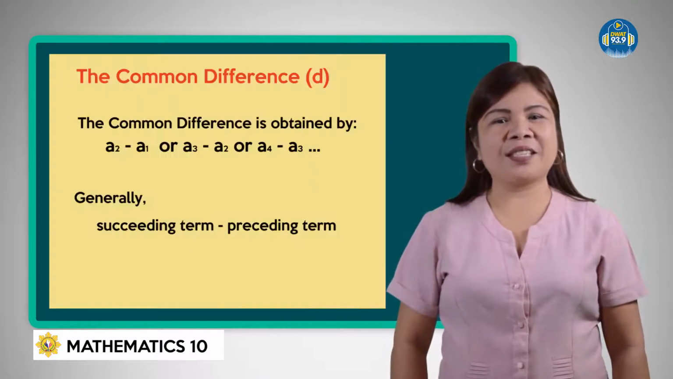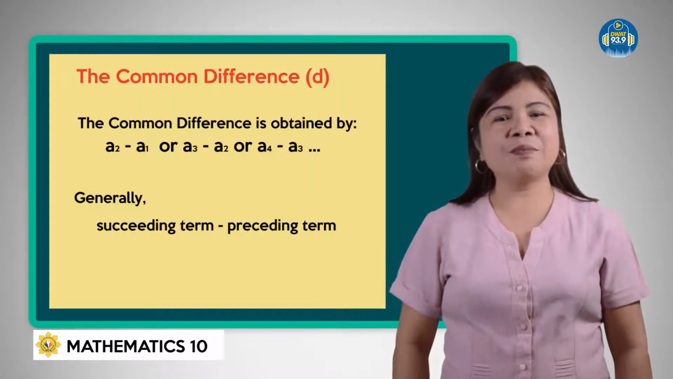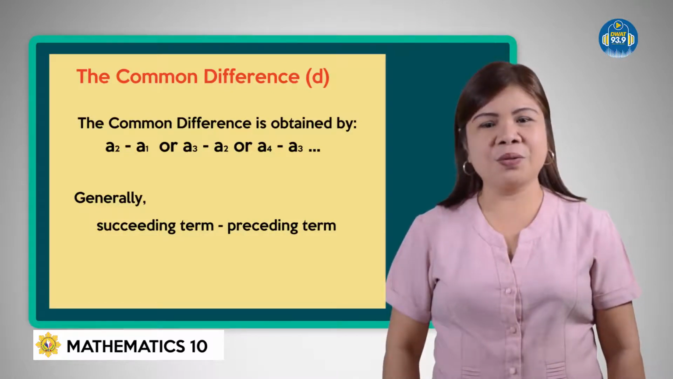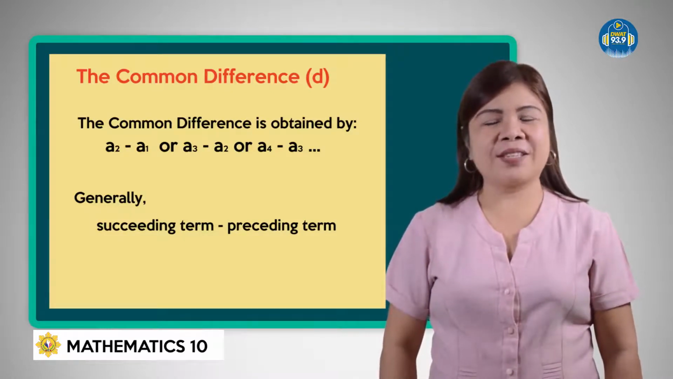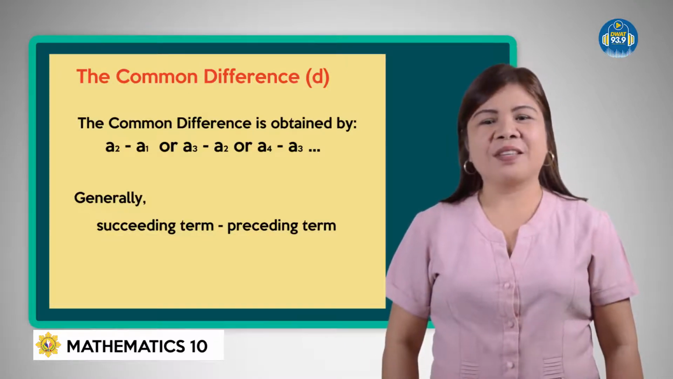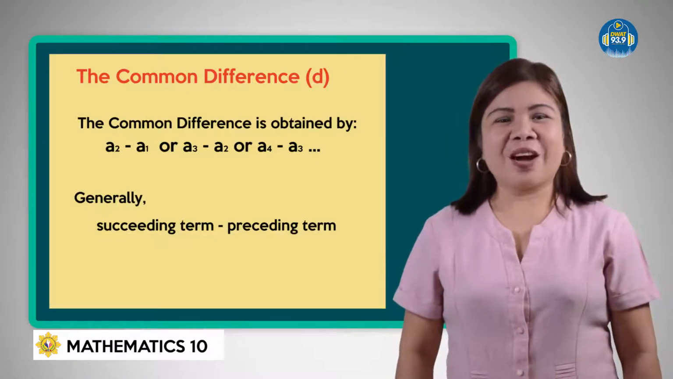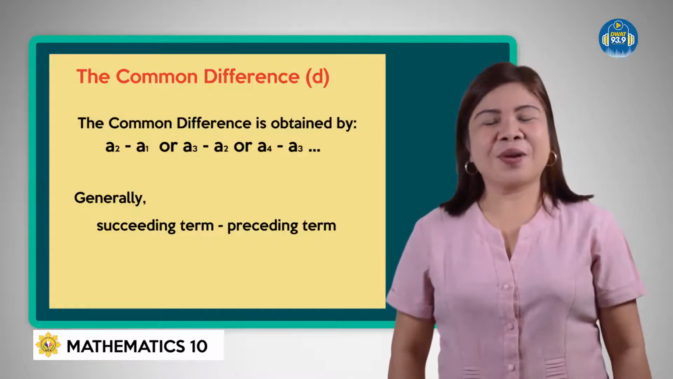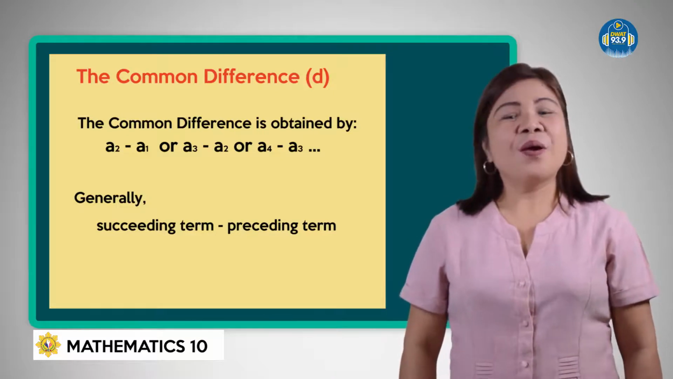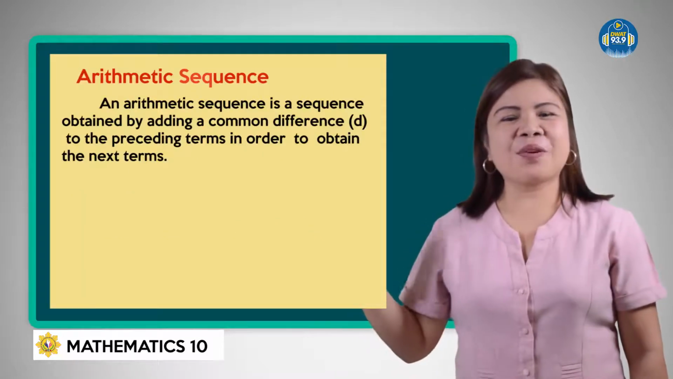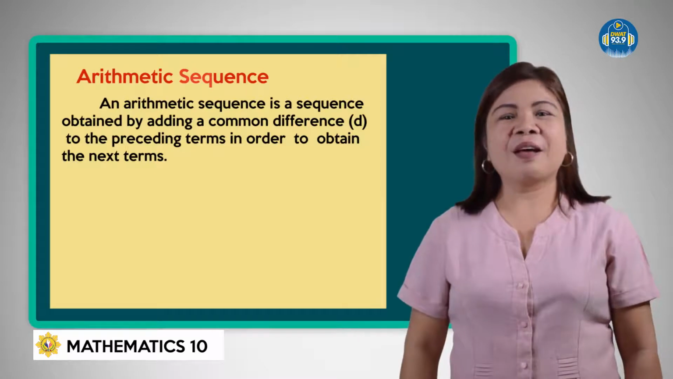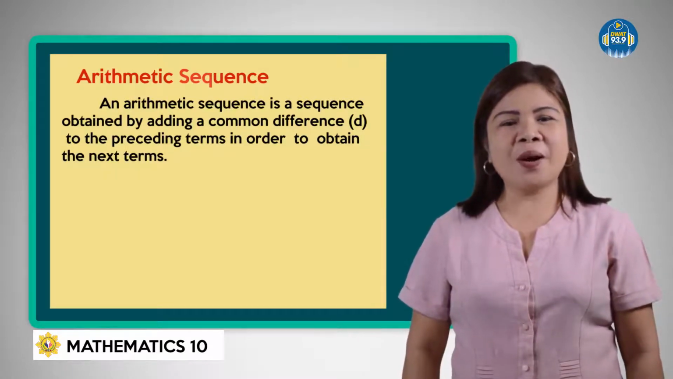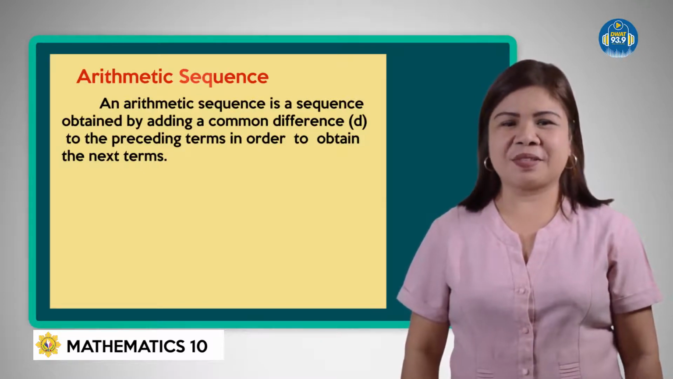The common difference is obtained by a sub 2 minus a sub 1, or a sub 3 minus a sub 2, or a sub 4 minus a sub 3, and so on. Generally, to get the common difference D, we have succeeding term minus preceding term. Remember, an arithmetic sequence is a sequence obtained by adding a common difference D to the preceding terms in order to obtain the next terms.